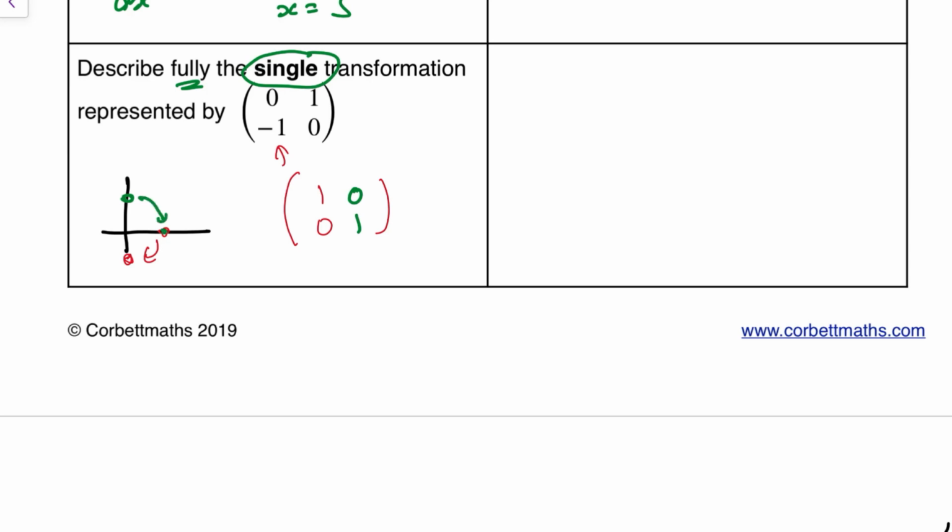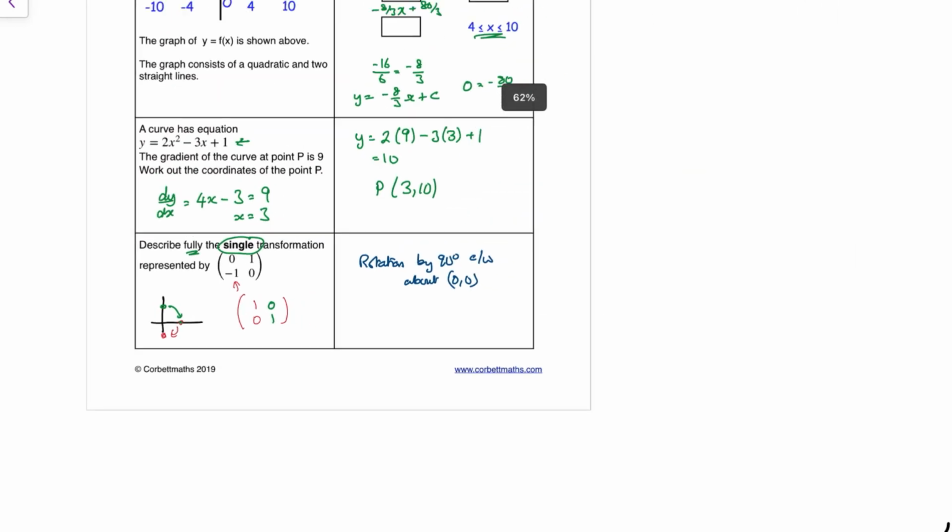So this is definitely, just by looking at what's happened there, a rotation, the name of the transformation, by 90 degrees, i.e. how much is happening, which direction is clockwise, and the centre of rotation, so I'm going to put about 0, 0, and you need all of those things in. And that is today done.